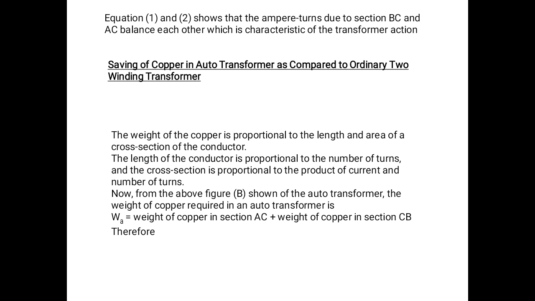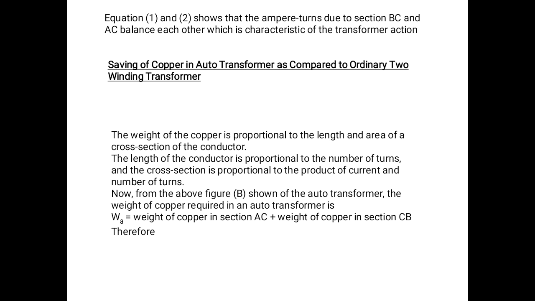Ampere turns due to section BC is equal to (I2 minus I1) N2, which is equal to (I1/K minus I1) times N1K, that is I1N1(1 minus K). Similarly, I1N1(1 minus K), equation 2. Equations 1 and 2 show that the ampere turns due to sections BC and AC balance each other, which is characteristic of transformer action.